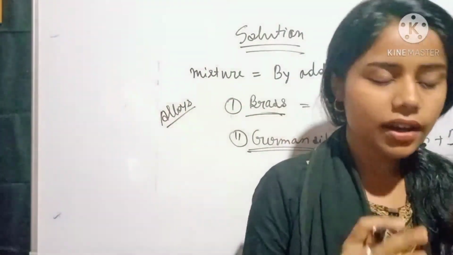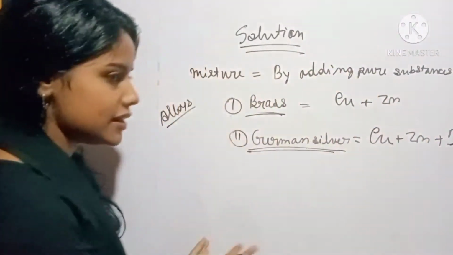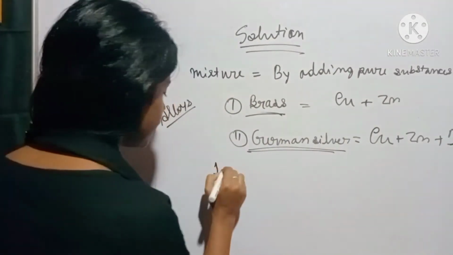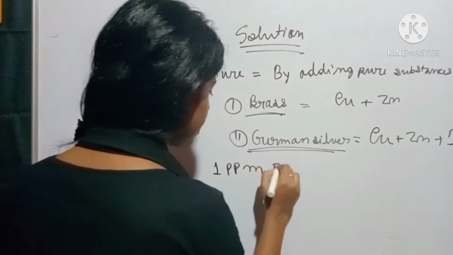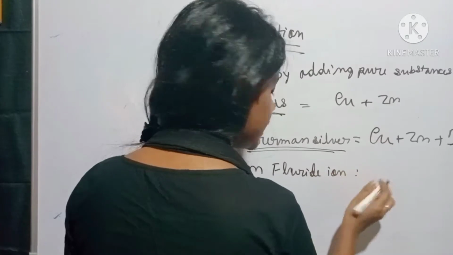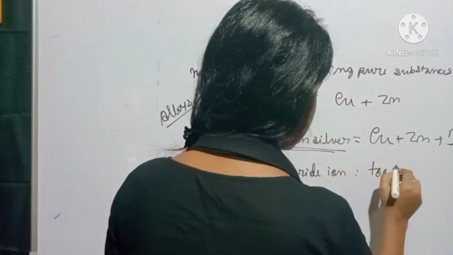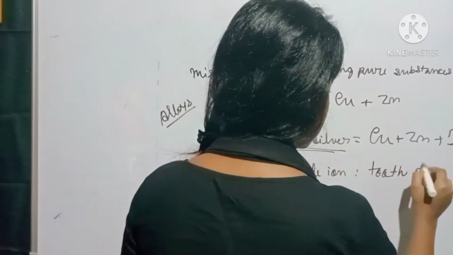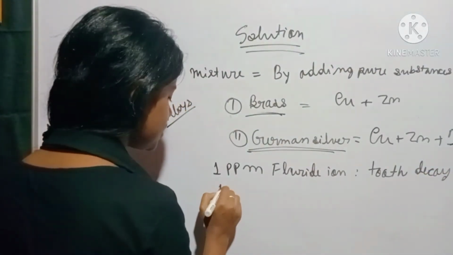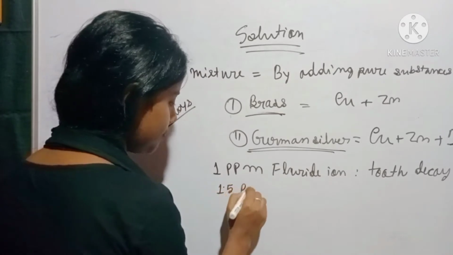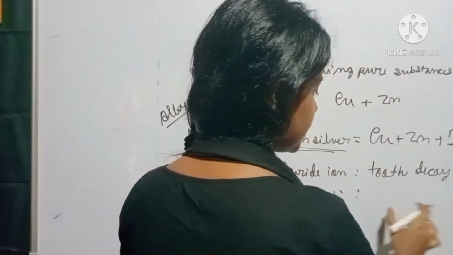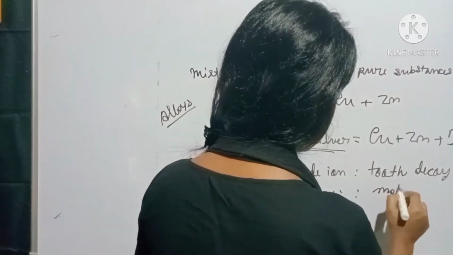We need to learn these things. Let me give you a second example. If we make a 1 ppm fluoride ion solution, then it's good for tooth decay, that means it decreases tooth decay. Okay, and if we increase the concentration of it by 0.5, then it's not good for the tooth, it mottles the tooth.